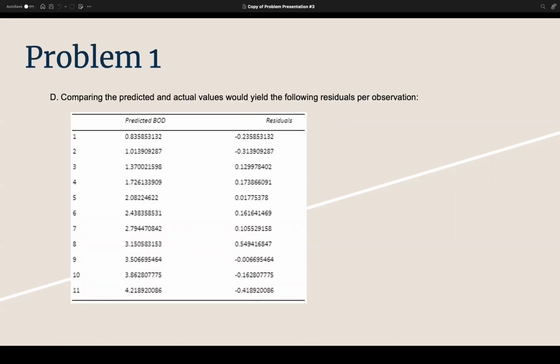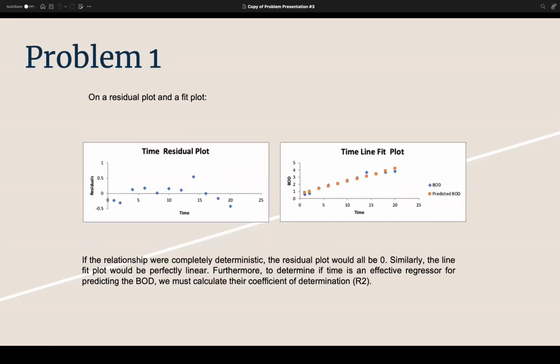Now, comparing the actual and the predicted values, we get the following residuals per observation. Plotting the residual plot and the fit plot would give us this. If the relationship were completely deterministic, the residual plot would all be zero. Similarly, the line fit plot would be perfectly linear.